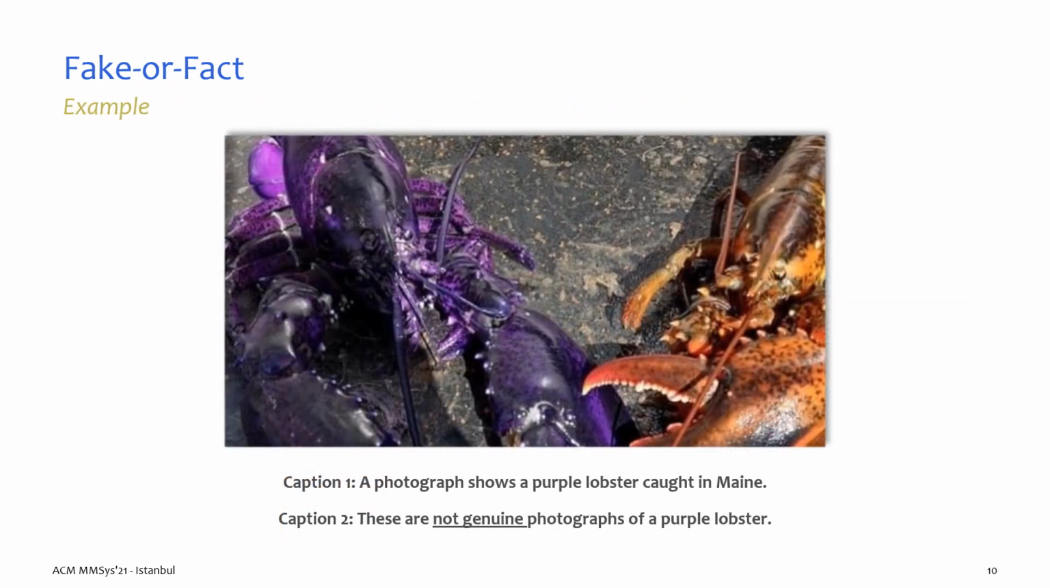And here's an example for the fake or fact method. Cosmos labels this image caption pair incorrectly as not out of context. On the other hand, our method labels it as out of context because the cosine similarity score happens to be significantly higher for the second caption compared to the first caption. And this is due to the fact that there's a phrase "not genuine" present in the second caption.